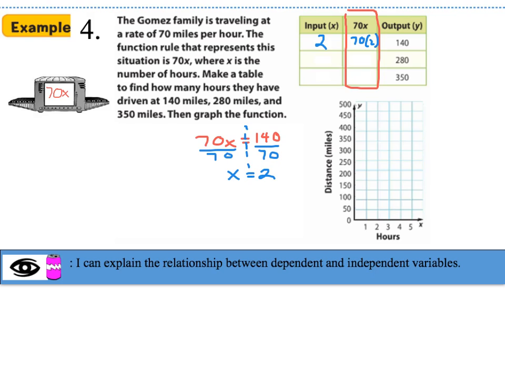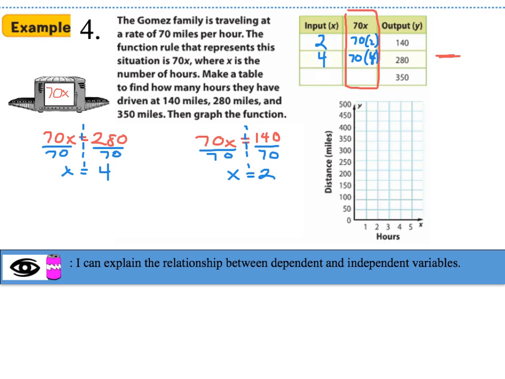So let's try this again. Let's say 70x is equal to 280, because that's the second part that I have here. Let's draw the fulcrum down the center of the equal sign and divide both sides by 70 to keep our equation balanced. So the value of x is equal to 4. So my input is 4, and let's check our work. 70 times 4, if I do the math, I get 280.